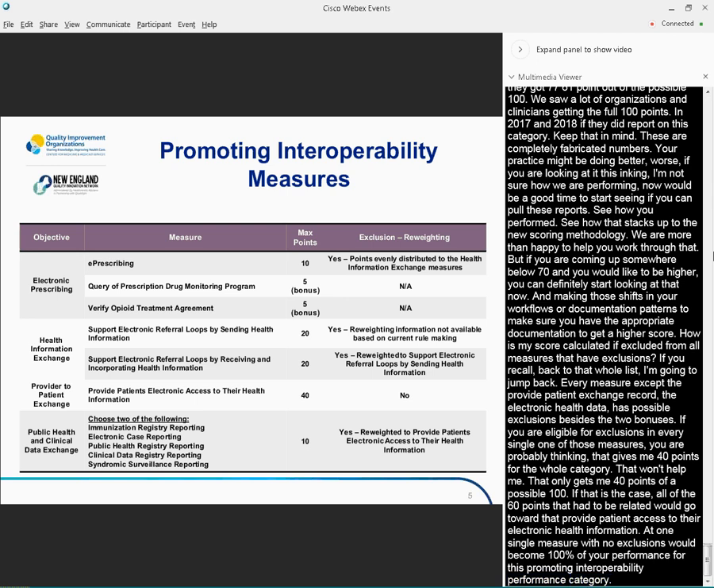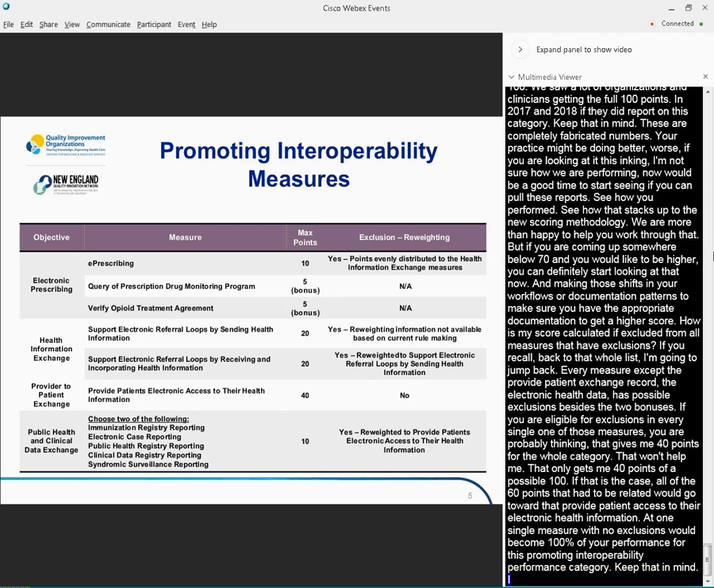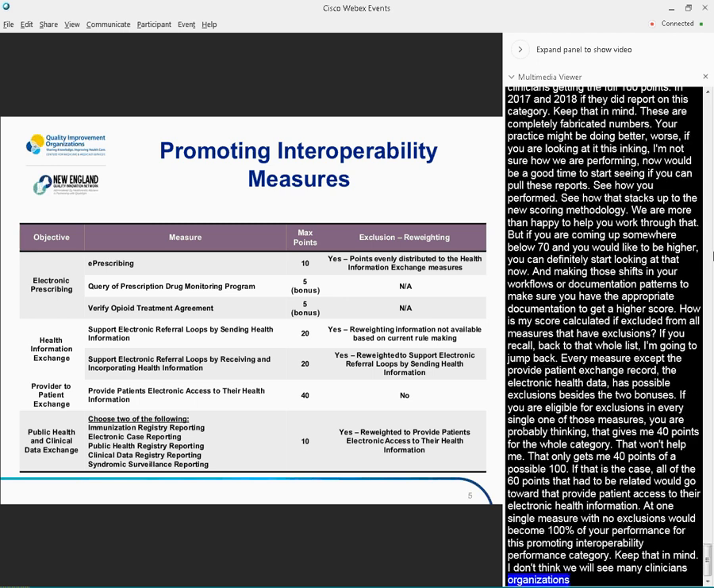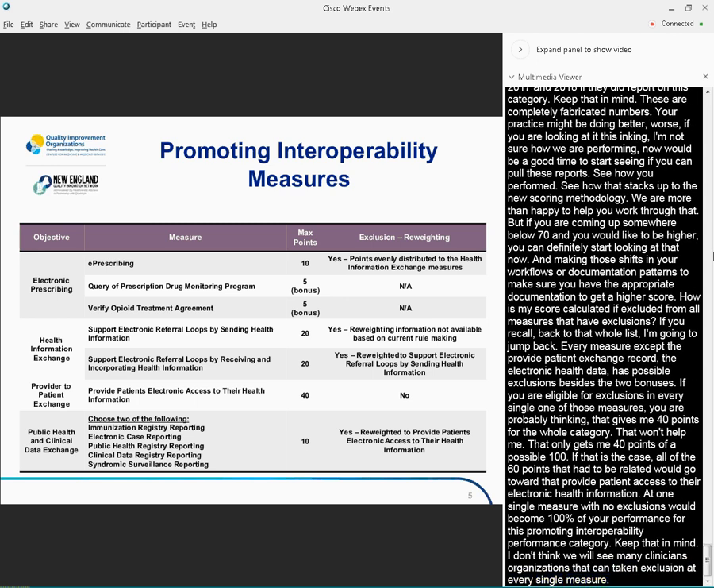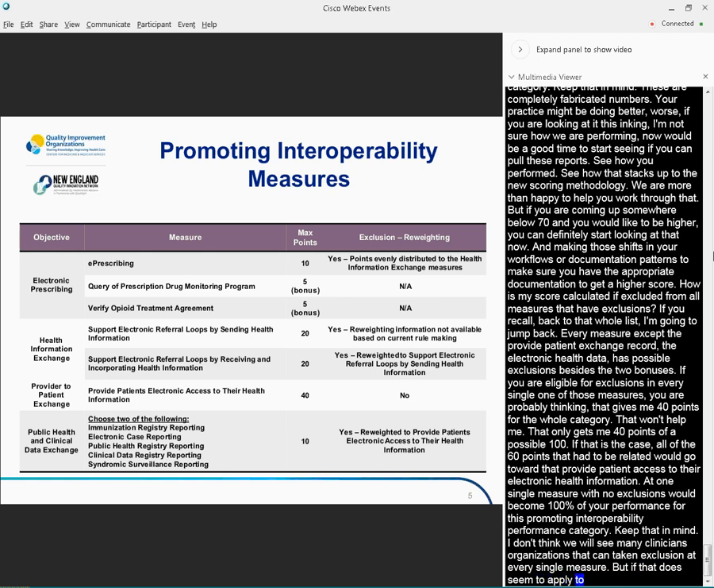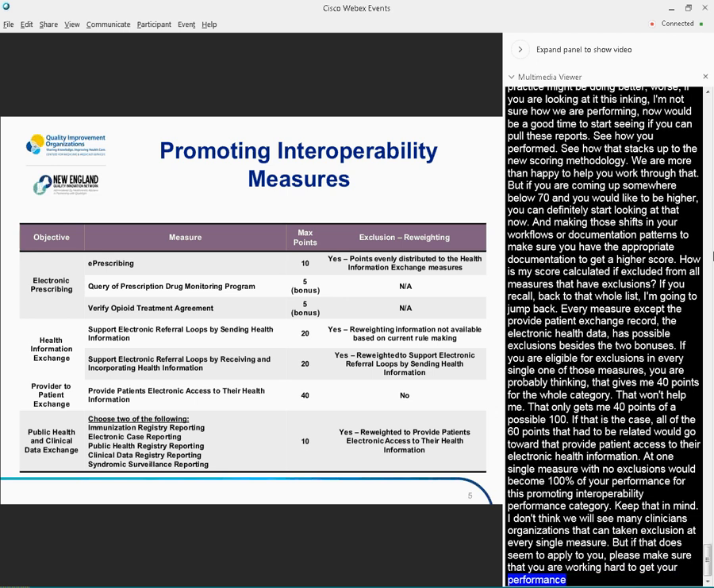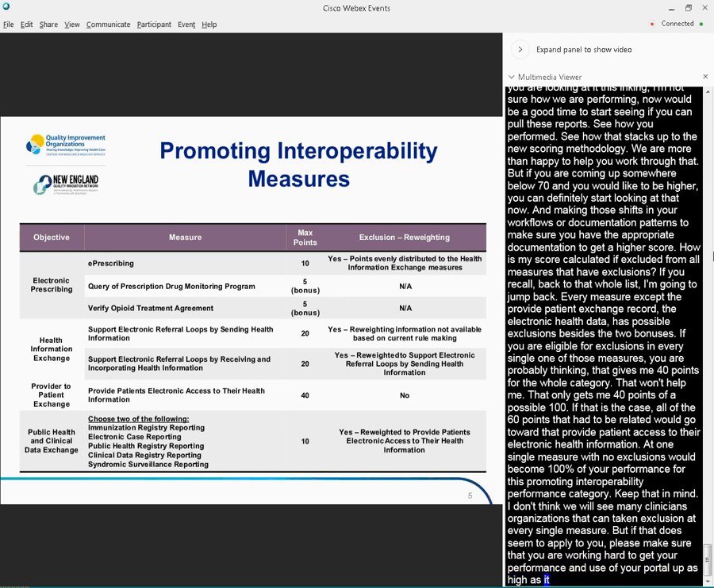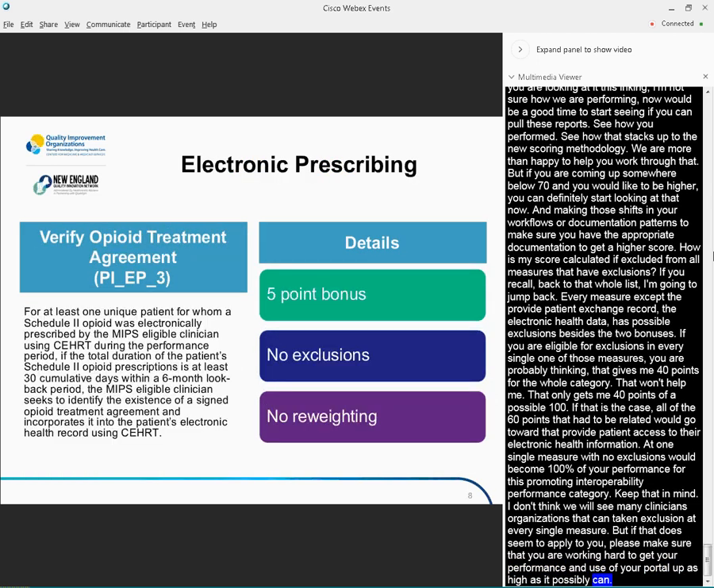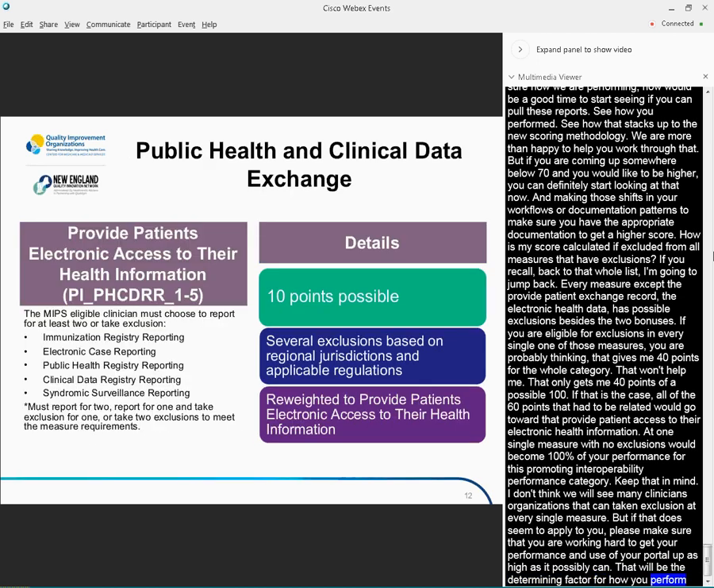I don't think we're going to see many clinicians or organizations that can take an exclusion in every single measure, but if that does seem to apply to you, please make sure that you're really working hard to get your performance and use of your portal up as high as it possibly can, because that will be the determining factor for how you perform in this category.